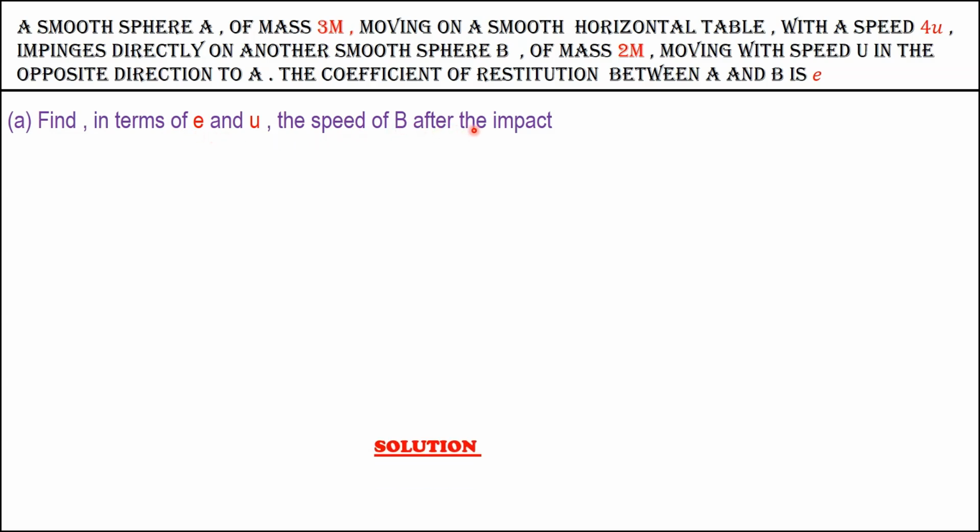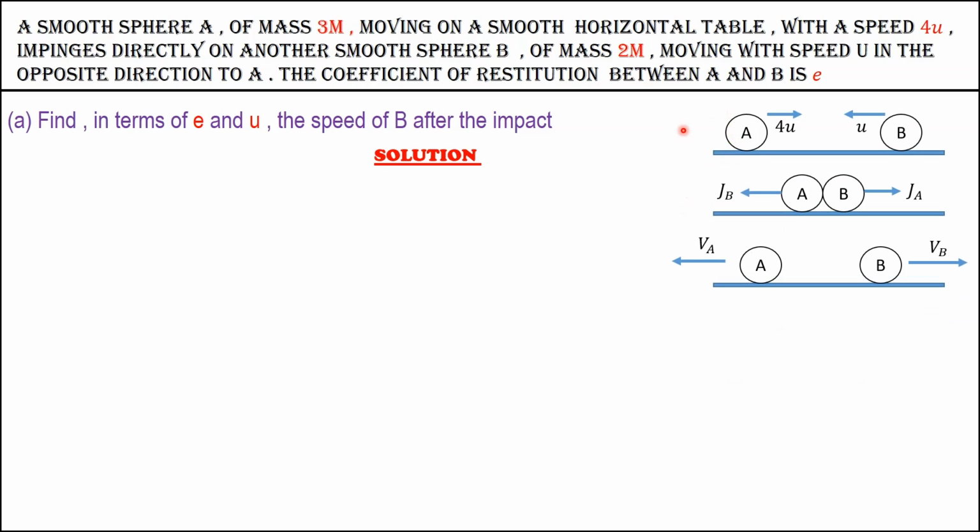So since we are solving a question on mechanics, we are going to illustrate the different scenarios which we can have. The first scenario is the one which we have before impact. The second scenario is the one which we have during the impact, where we have the different impulses. And the third scenario is the one which we have after the impact.